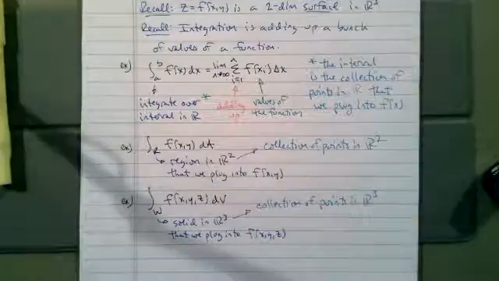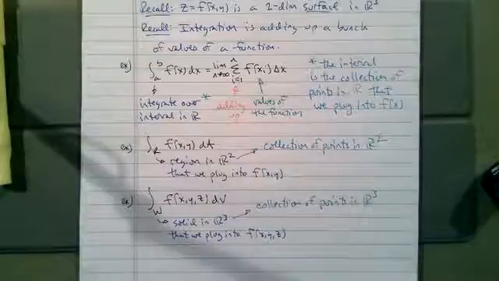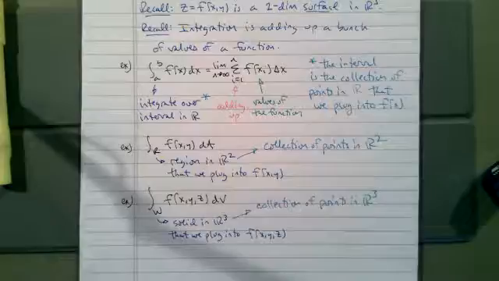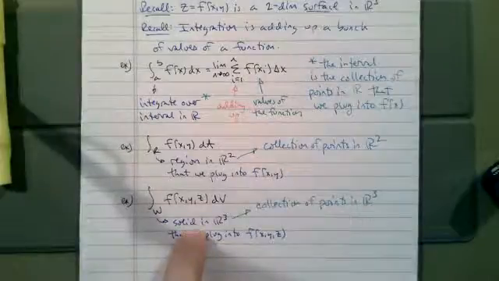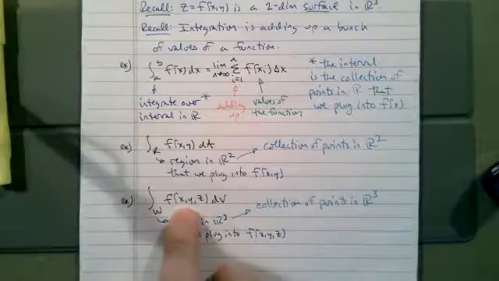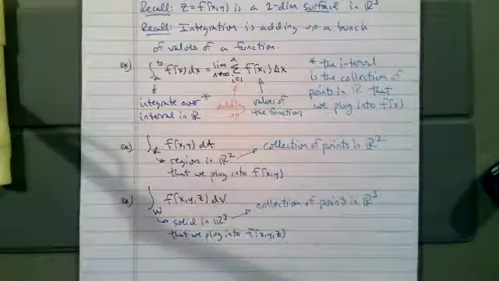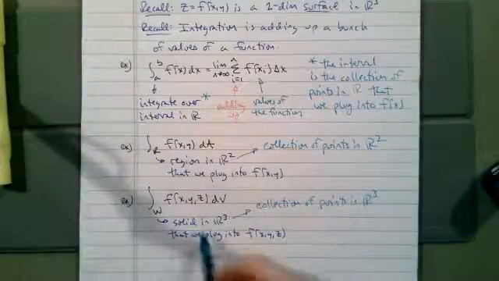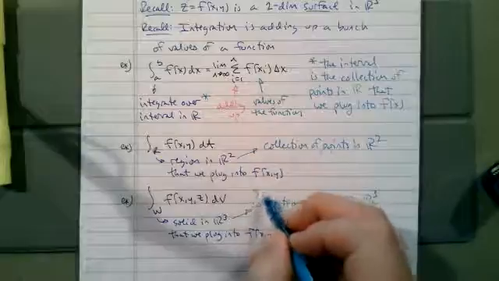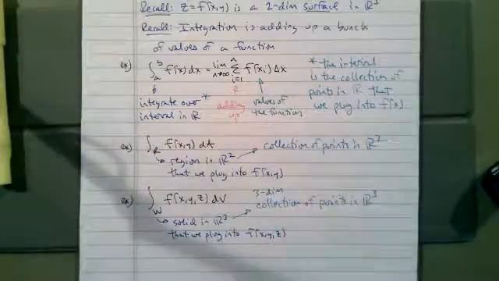But when we have a collection of points in R3, here we're taking a 3-dimensional solid of points and plugging them into the function. But that's not the only collection of points we can have in R3. What if we take a smaller dimensional subset of points in R3? Specifically, this solid is a 3-dimensional collection of points in R3.